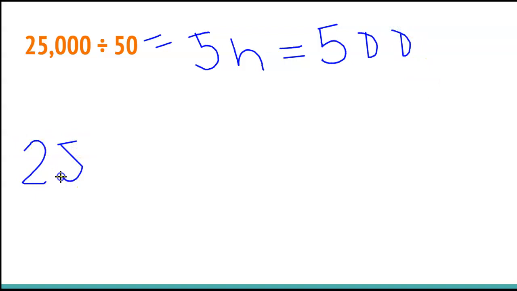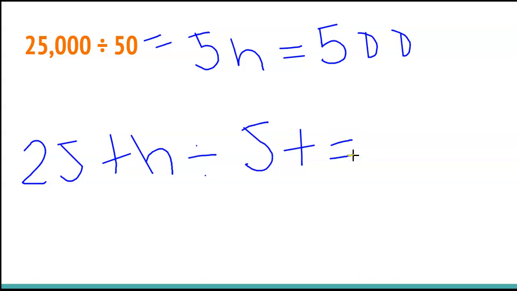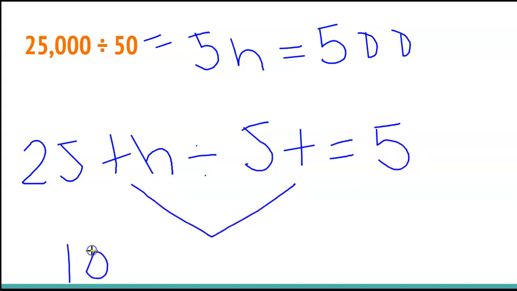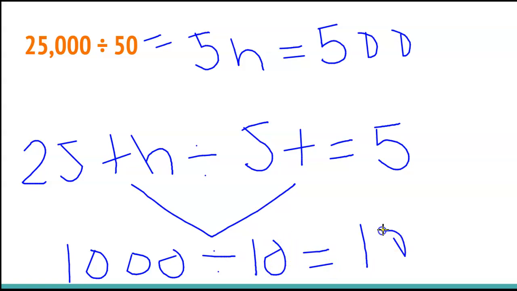Again, that's because I have my 25 thousands divided by my 5 tens. 25 divided by 5, that gives me 5. Thousands divided by 10: I have 1,000 divided by 10. How many tens go into 1,000? 100. So I get my 500.